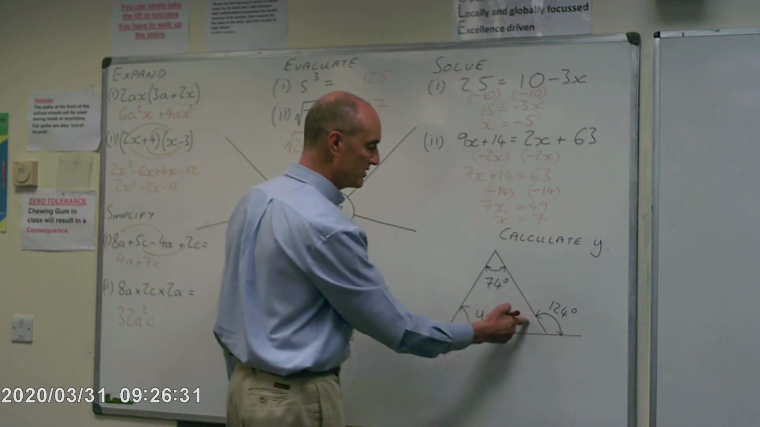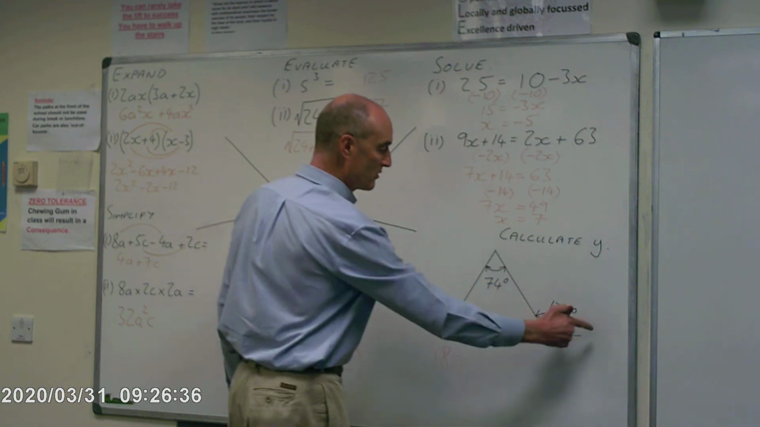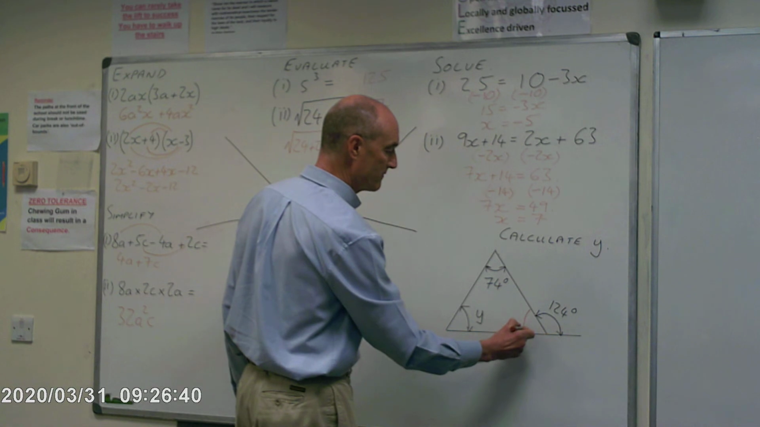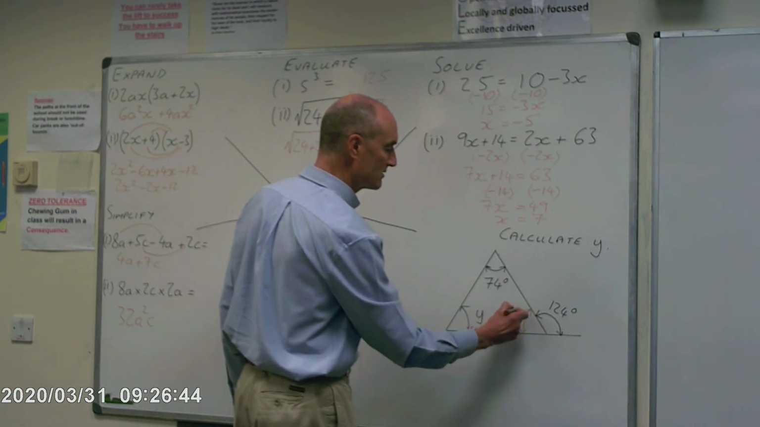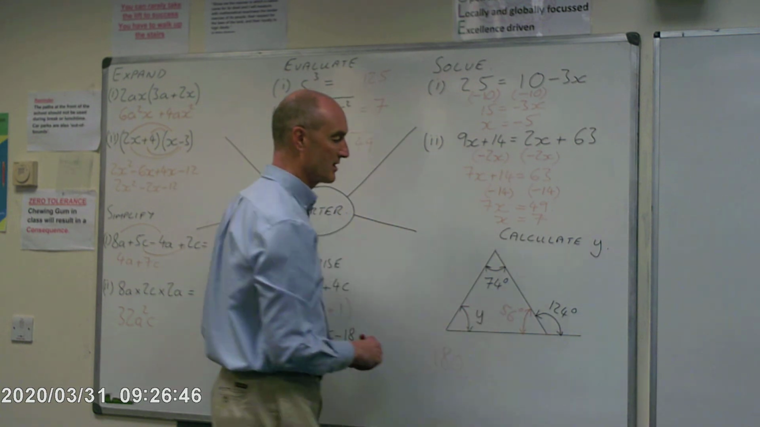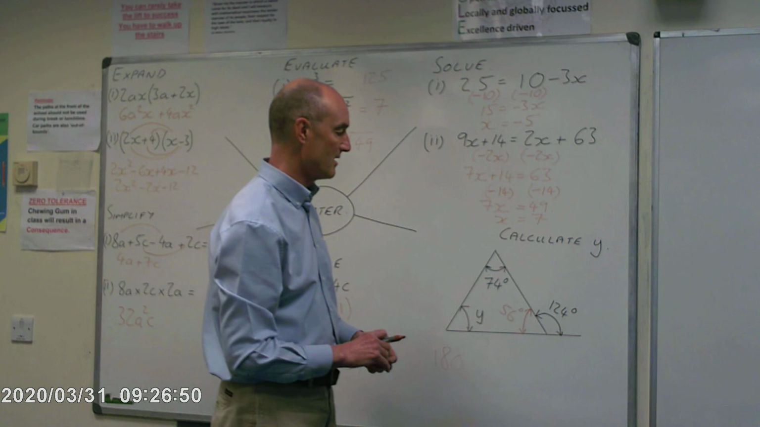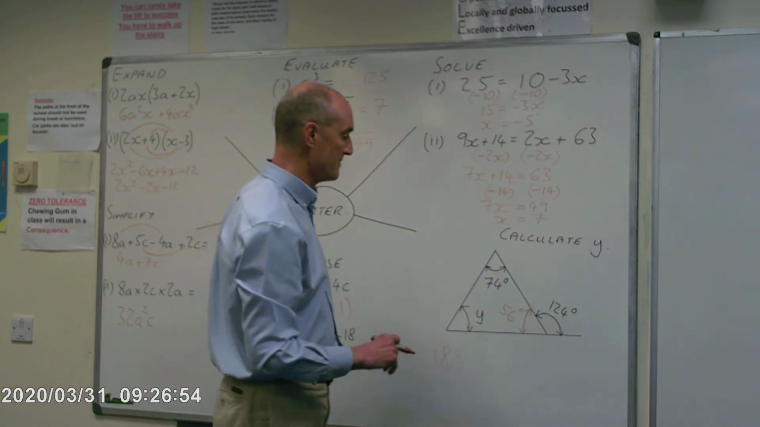But we don't know this angle to help us get to y. What we do know is we've got a straight line here, 180 degrees on a straight line gives us a value of 56 degrees for this angle here. 56 added to 124 would take us back up to 180 degrees on a straight line.